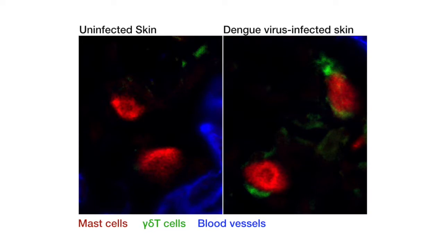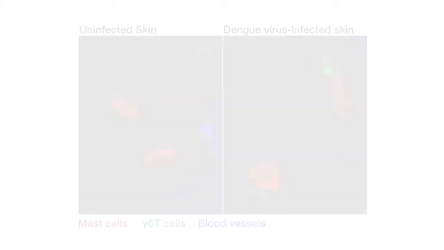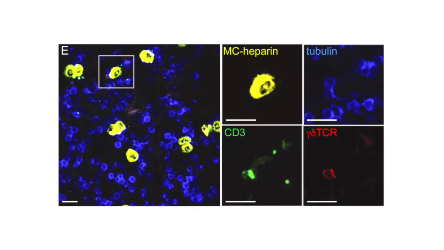As you can see on the left, in uninfected skin, there are mast cells that are not interacting with any gamma delta T cells. But on the right, in the dengue-infected skin, you can see that mast cells and gamma delta T cells are really closely associated with each other, and they're interacting physically. Looking closely, we could see that there was a strong polarization of the T cell receptor towards the mast cell. This suggested to us that mast cells are activating gamma delta T cells through the T cell receptor, which is similar to activation by antigen presentation.